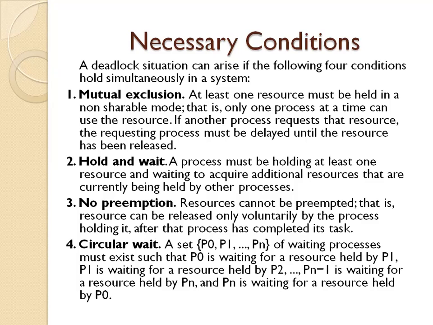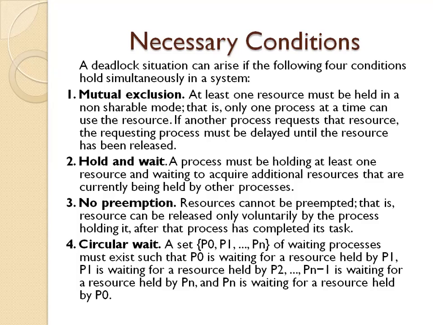Circular wait. We have P0, P1, P2 up to Pn. We will take these processes. A waiting process must exist such that P0 is waiting for a resource held by P1, P1 is waiting for a resource held by P2, and so on, up to Pn-1 waiting for a resource held by Pn. Pn is waiting for a resource held by P0. Therefore, it is a circular process. A set of processes will be there: P0 is waiting for P1, P1 is waiting for P2, and so on up to Pn.